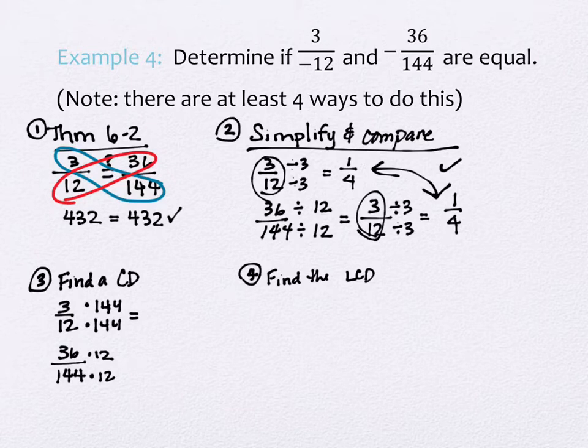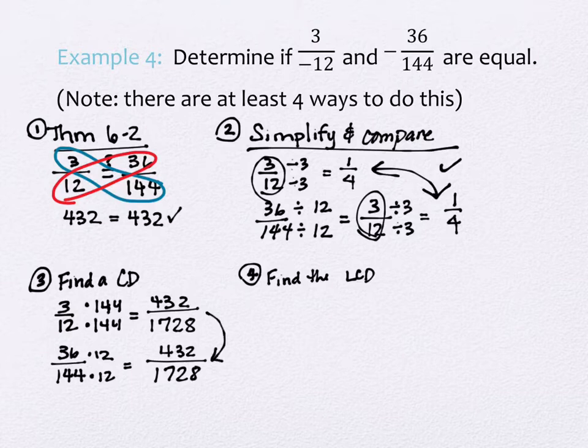So what is 3 times 144? I think we did that earlier, didn't we? 432. And what is 12 times 144? 1728. Is that good so far? Now the denominator, of course, we know matches the 1728 because it's still 144 times 12. What is 36 times 12, just for good measure? Yeah, 432, just like the other one. So once I got this common denominator, these are equal.